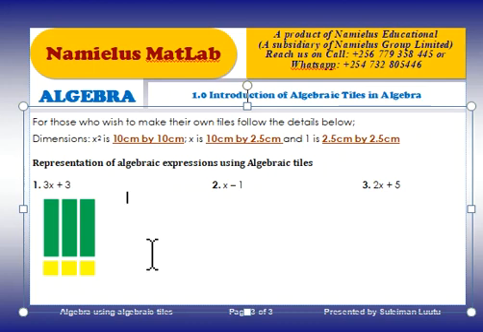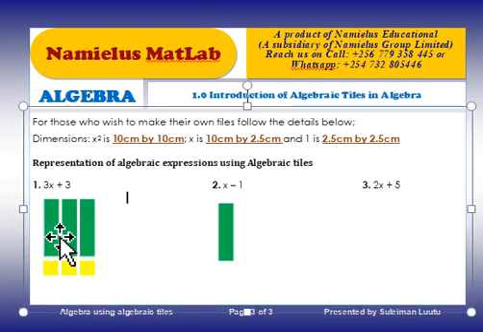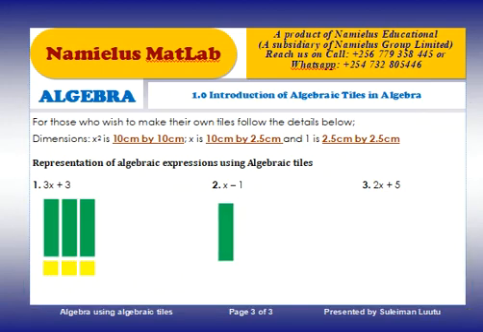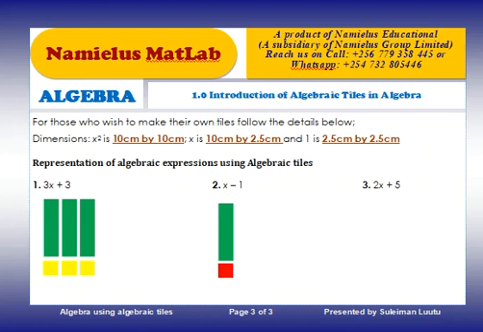Now we come to number 2, x minus 1. So this is a single x. Then minus. Now the 1 is yellow, but the minus side of it is red. This is what we mean. So it will be x minus 1.